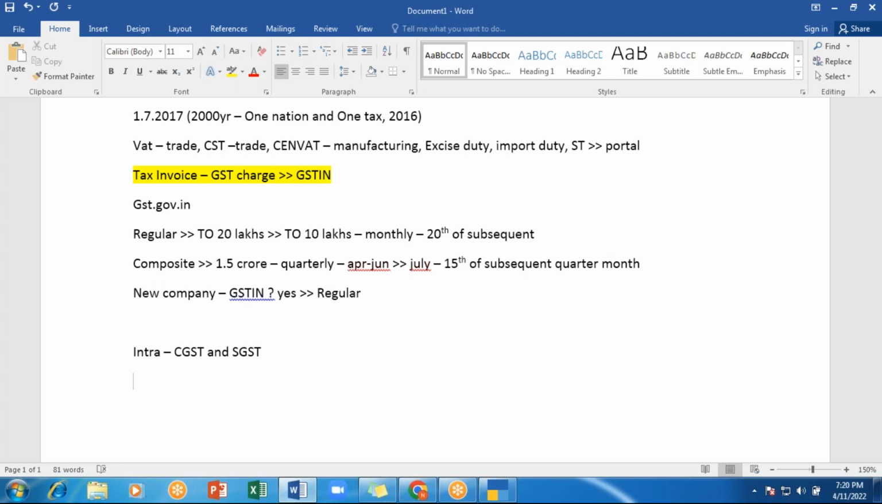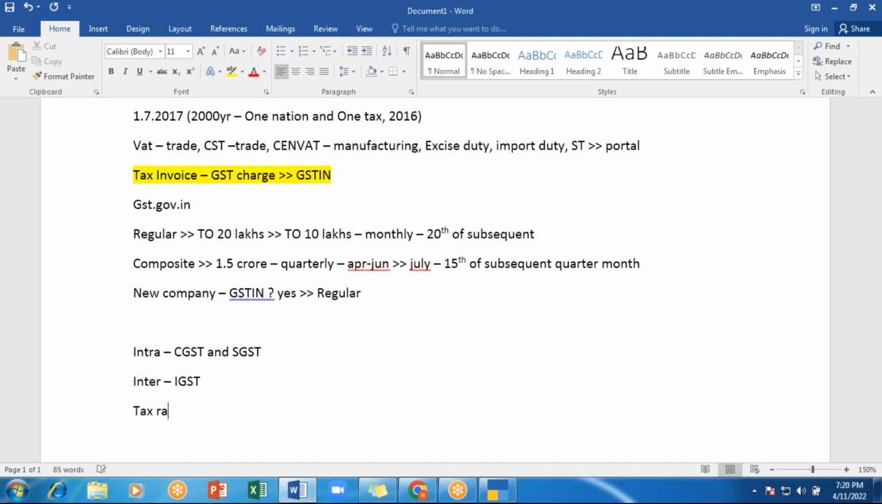In case I'm making sales or purchases with some other state, then we call it an interstate transaction, and then it is IGST. CGST is Central Goods and Service Tax, SGST is State Goods and Service Tax, IGST is Integrated Goods and Service Tax. And under this we have a tax rate.